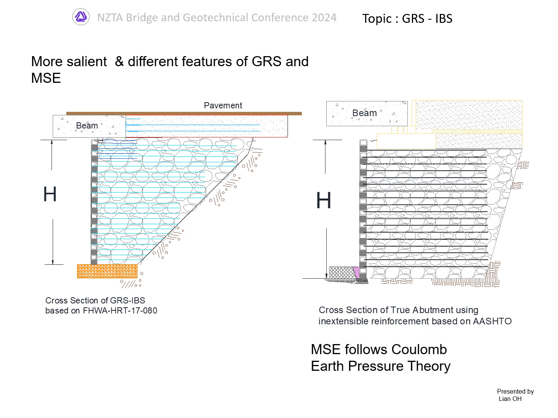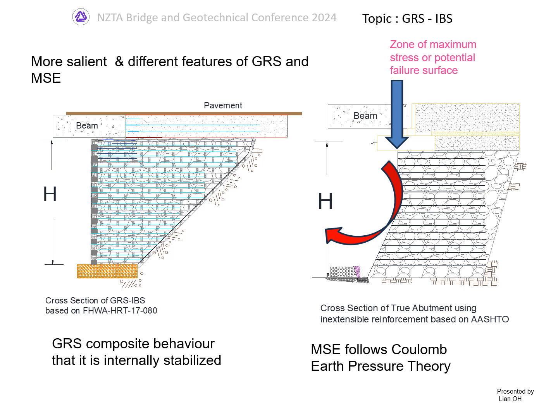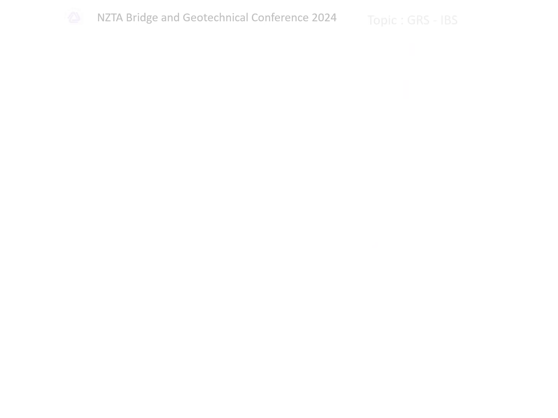The fundamental difference between GRS and MSE is that MSE follows Coulomb earth pressure theory with a potential failure surface, whereas for GRS, it is a composite section.